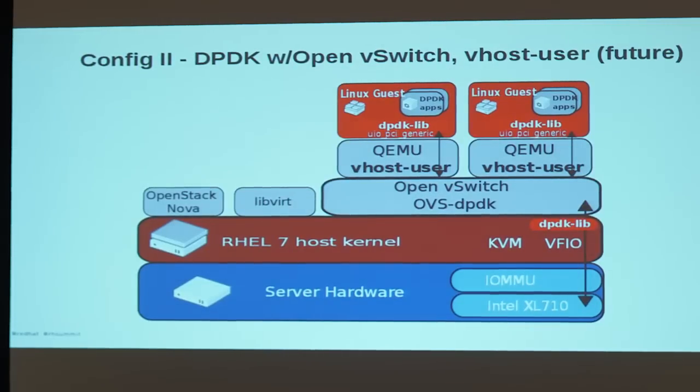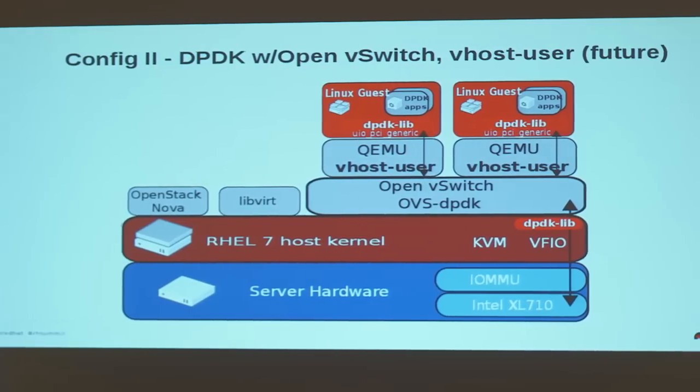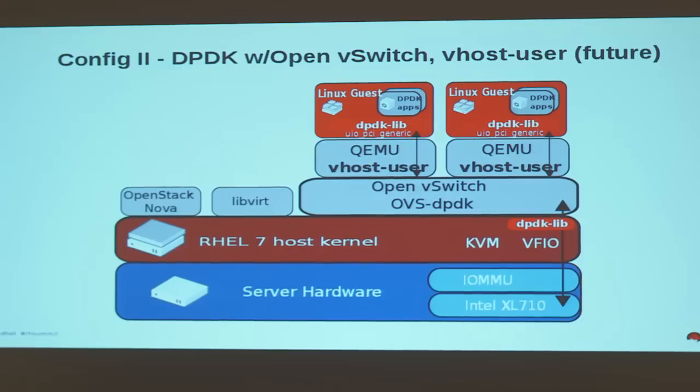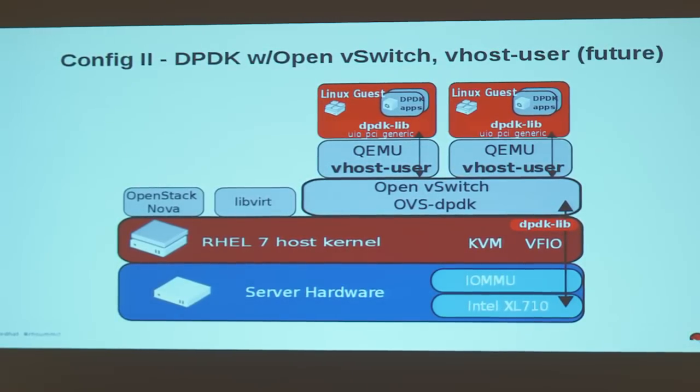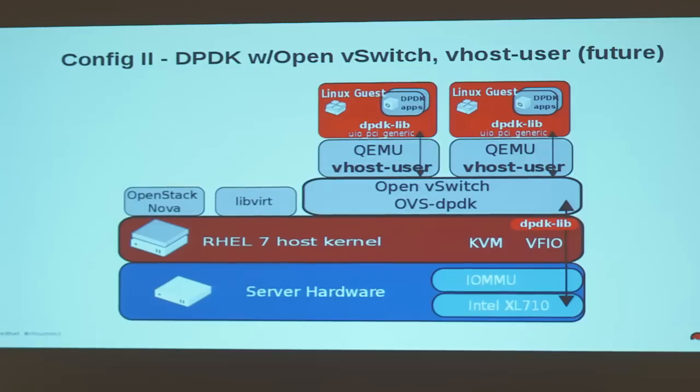So this is the second configuration. This one is more complex, but I hope you see how it builds on the first configuration. This one also has VFIO. In the lower right, you can see the card, instead of being assigned all the way up to the guest, is assigned to Open vSwitch. Again, it uses VFIO. So the DPDK library actually uses VFIO as well. It's not just a KVM hypervisor technology.